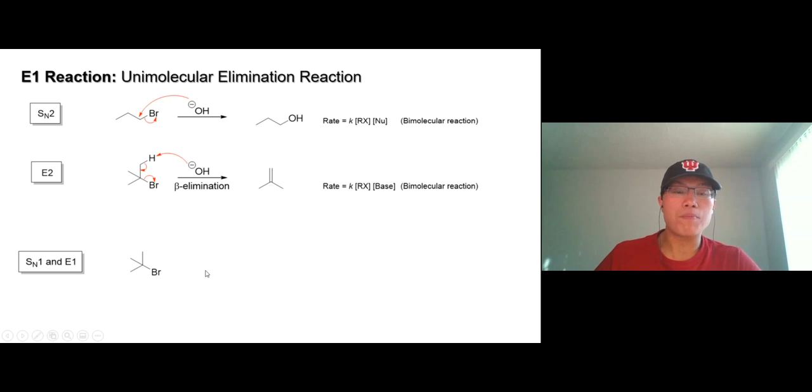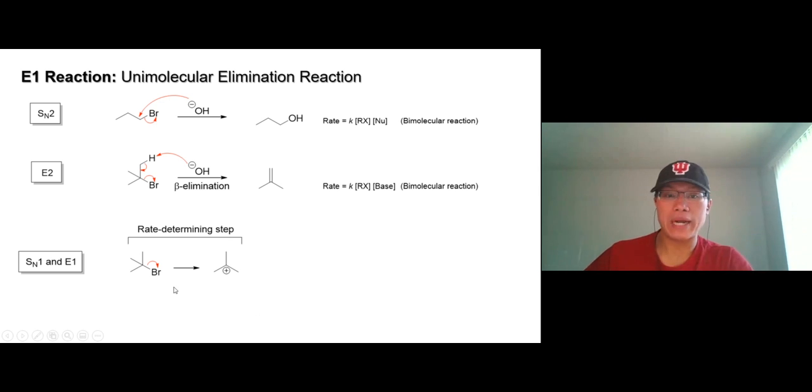The first step of these two mechanisms is exactly the same: solvolysis, or carbocation formation by the solvent. You get a carbocation, and then it depends. By the way, this is the rate determining step. So only one species is involved in the rate determining step. That's the reason why SN1 and E1 are unimolecular reactions.